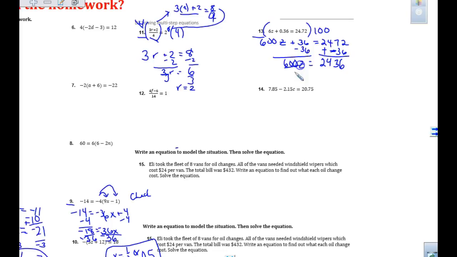Okay, so now we're going to divide, in this case, both sides by 600, our coefficient of z. And when you do that division, at this point, we are going to get a decimal. It does not come out as a nice number. Lizzie, did you get it? What'd you get? 4.06. And if you plug in, go back to the original question, and plug in 6 times that, plus 0.36, you should get this answer, okay?